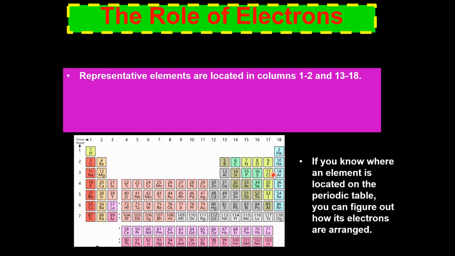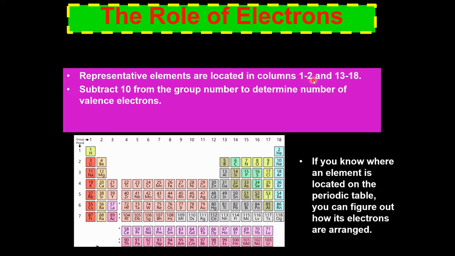All right, your representative elements. These are what we call the main group elements, and those are the ones we're going to work with. They're the elements that are in columns 1 through 2 and 13 through 18, the highest peak columns. So what you're going to do to figure out the number of valence electrons is subtract 10 from the group number, unless it's lower than 10. So if I get to group 13, I take 10 away, there's 3 valence electrons. I just kind of memorize. Group 1 has 1, 2 has 2, 13 has 3, 14 has 4, and so on.